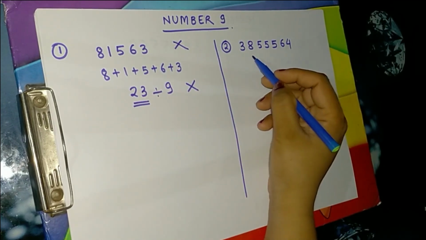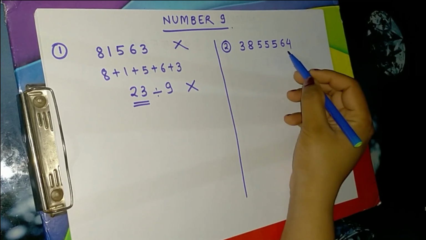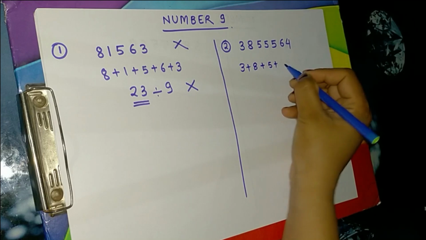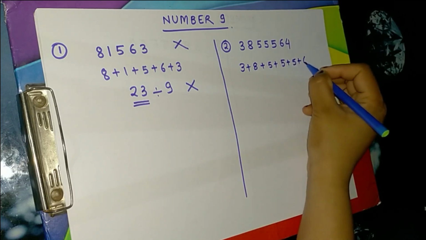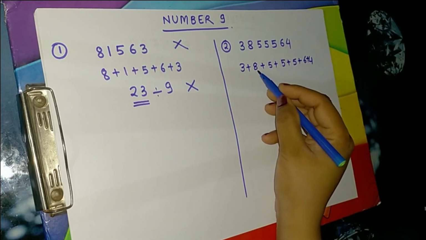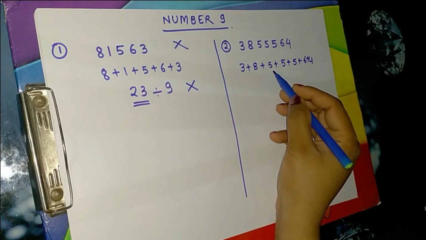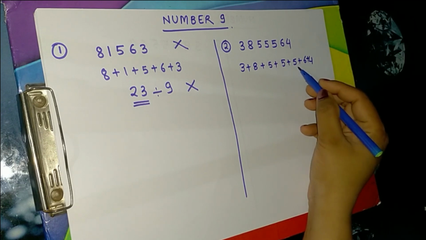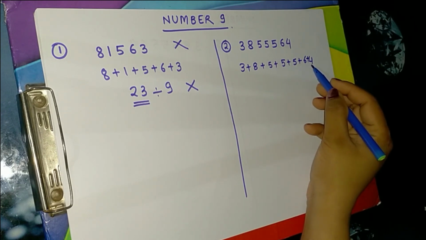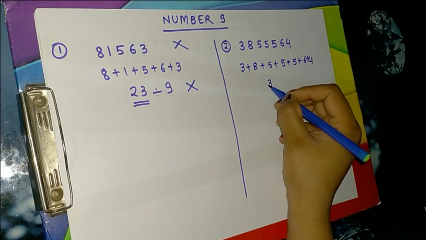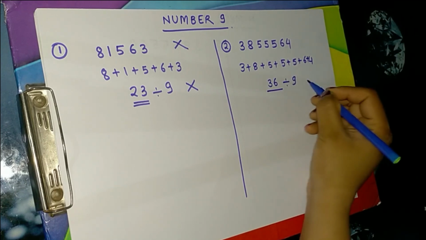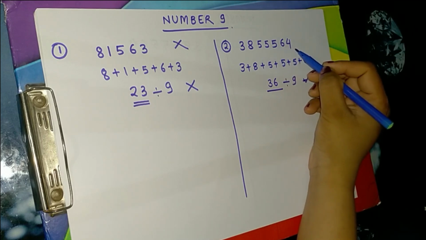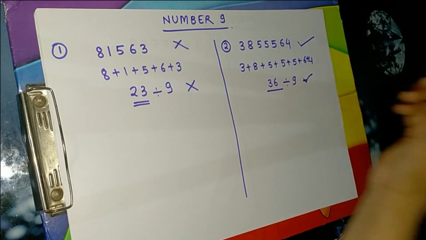Our second example is 38,55,564. Here, when we add all the individual digits of this number like this, we get 8 plus 3, 11, 11 plus 5, 16, 16 plus 5, 21, 21 plus 5, 26, 26 plus 6, 32, 32 plus 4, 36. And we know that 36 is divisible by 9. So here we can say that this number 38,55,564 will also be divisible by 9.